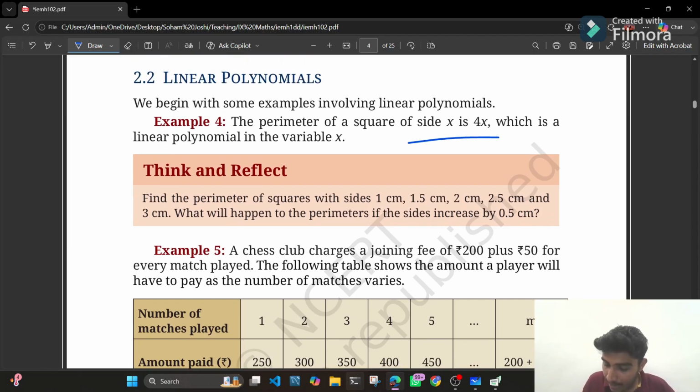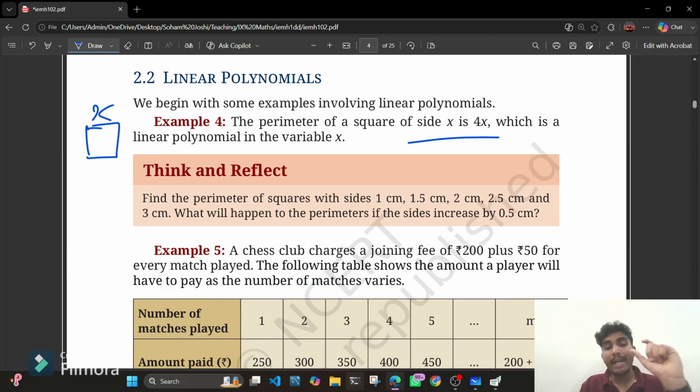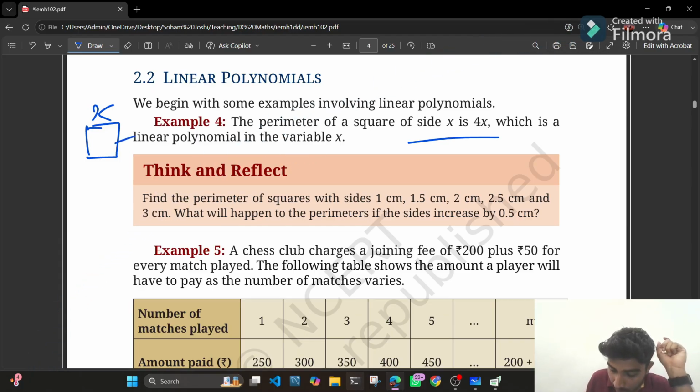So let's say for a square, its side is x. You know that a square has equal sides. Like this side is also equal, this is also equal, this is also equal. So what is perimeter?